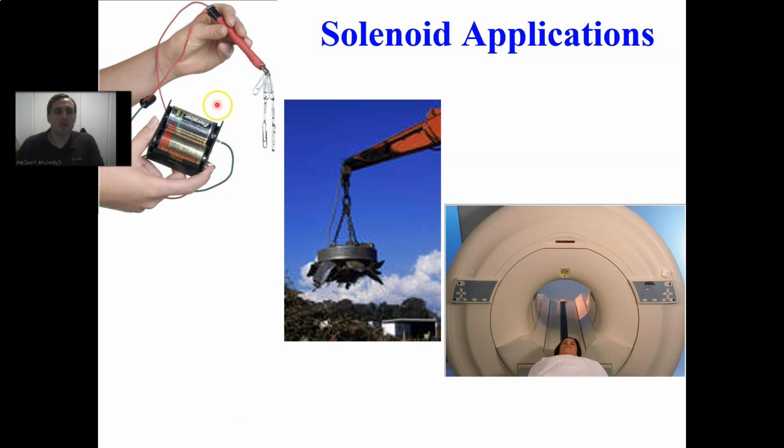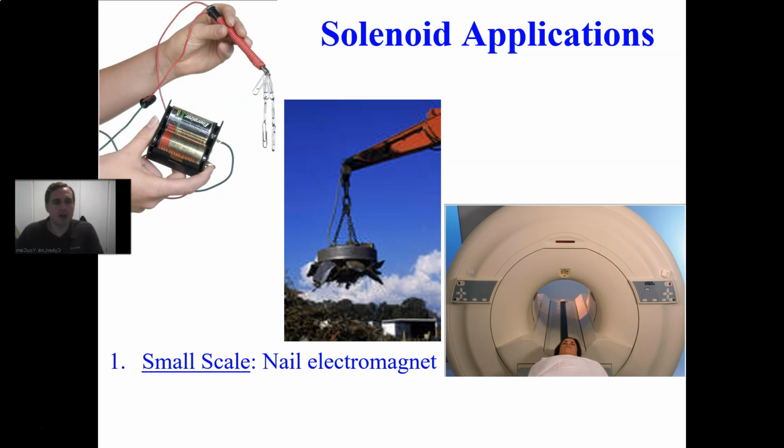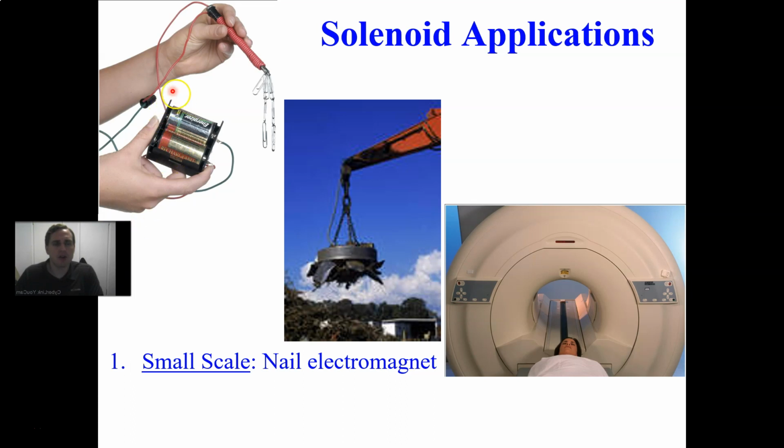What are some important solenoid applications? Well, one of them is a nail electromagnet. Notice that if you have some batteries here and you hook up this magnet, you have a very tightly wound coil here, and thus you're producing a very strong magnet. You can not just pick up, say, one paper clip, you can pick up many paper clips. So the electric current running in that coil is going to produce a strong magnetic field.